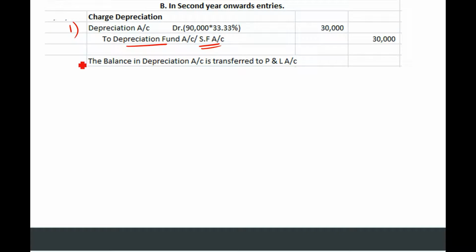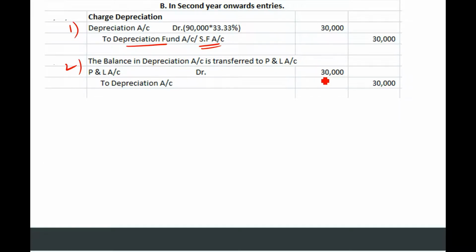After this, the second entry will be to transfer to profit and loss account. So the same entry we will repeat again: profit and loss account debit 30,000 to depreciation account 30,000. These same entries will be shown every year. Now in the second year also you need to invest the same amount of 30,000, but you will not invest only 30,000. You have to invest 30,000 plus last year's interest.